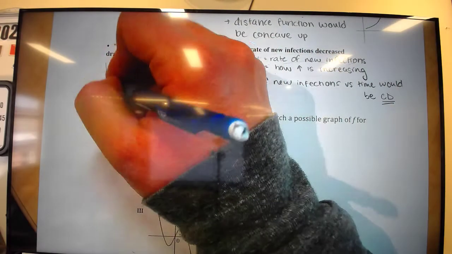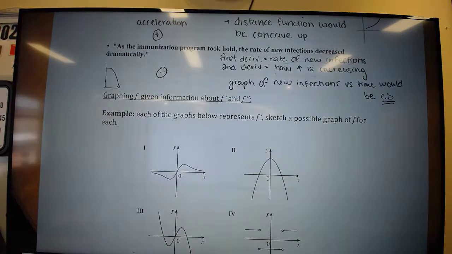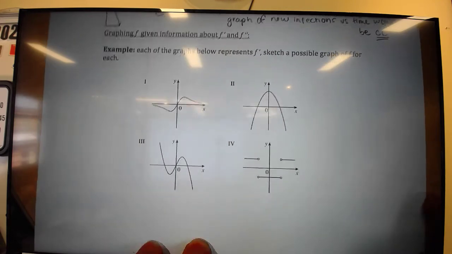Right, so the graph might look like that. Cool? You can't answer. That is so ingrained in me.